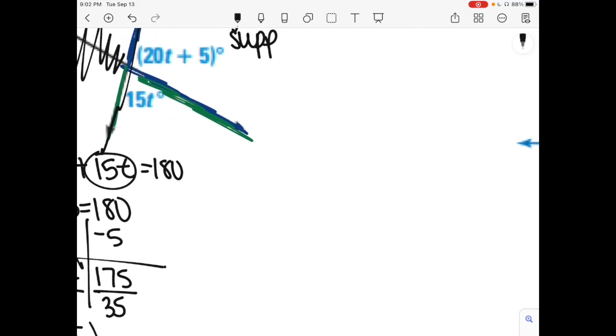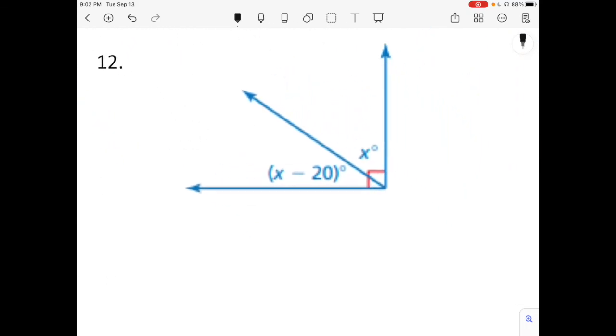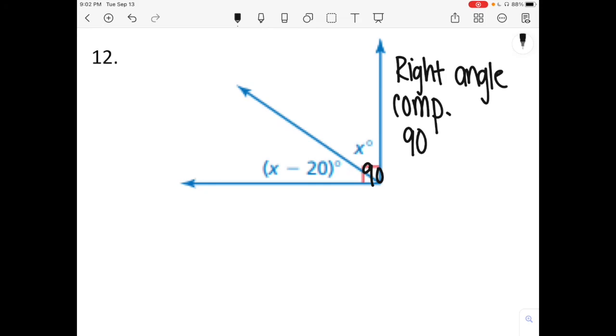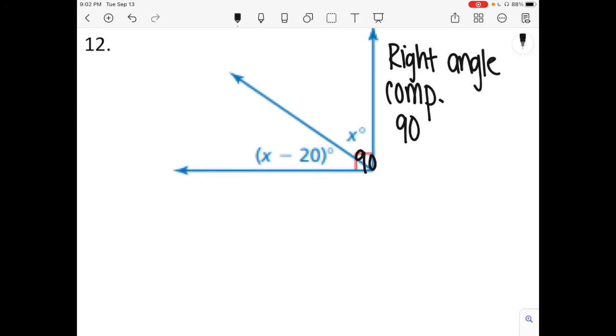All right, last one. Number 12, this represents 90. So this is right angle complementary. So we're using fancy terms. And remember that adds to 90. So make sure that you're writing all those pieces. Don't just say right angle 90. That is true, but you need to get that complementary in there. So x minus 20 plus x equals 90.